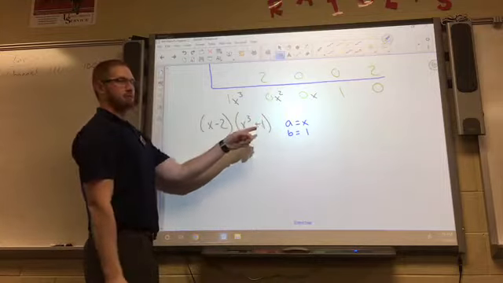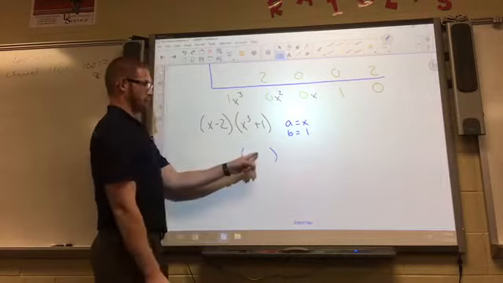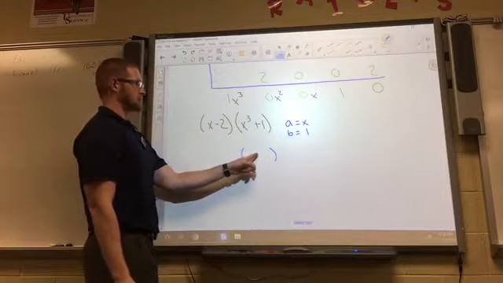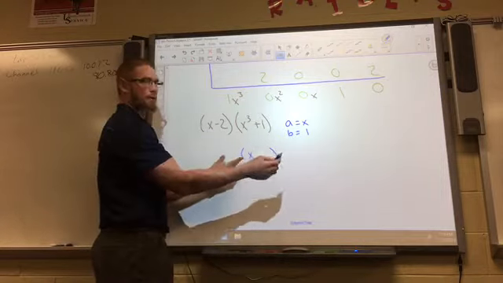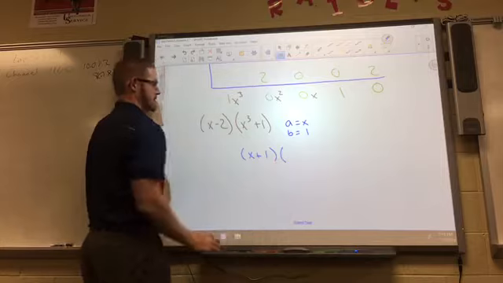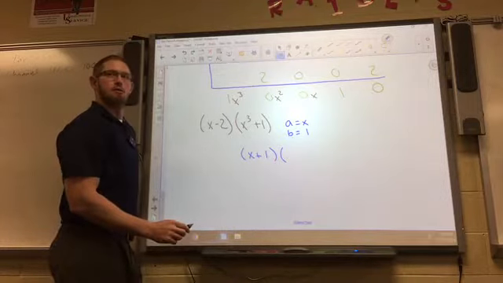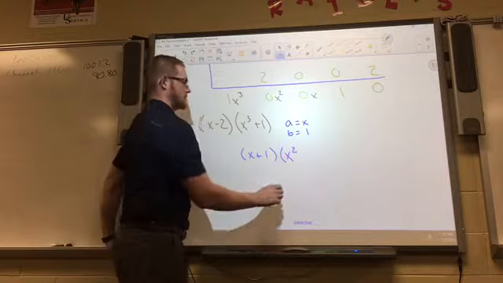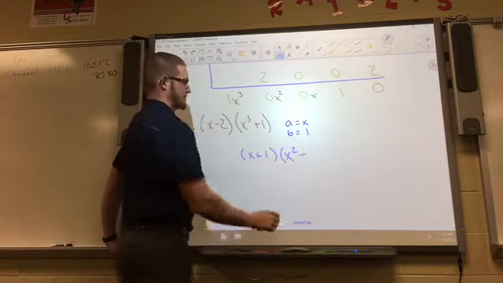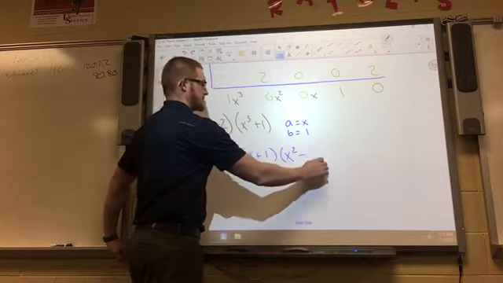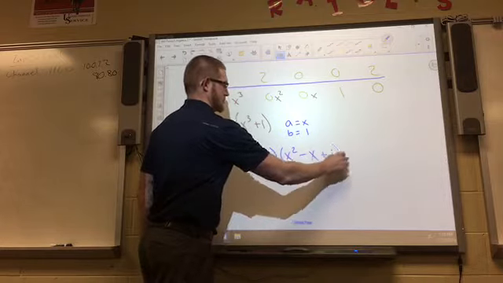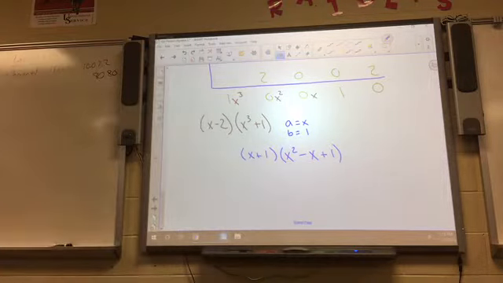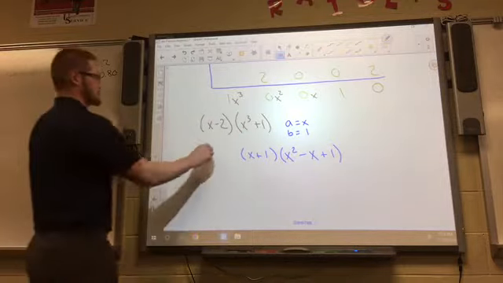Okay. So, first of all, A is x, B is 1. Okay. So when I have the sum of 2 cubes in my first set of parentheses, is it plus or minus? Plus. It's going to be x plus 1, which is a plus b, right? Times x squared minus a times b, which is x, plus b squared, which is 1. Good, and bring down that x minus 2.